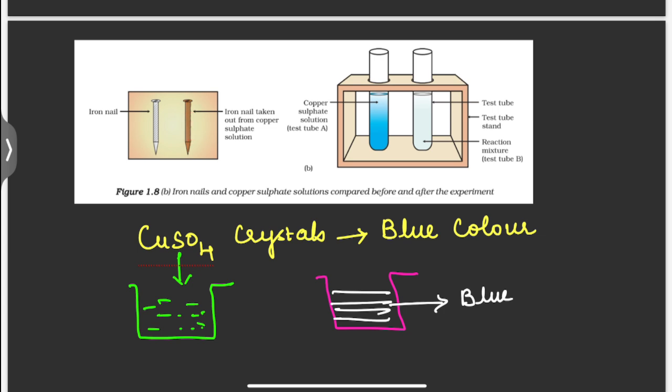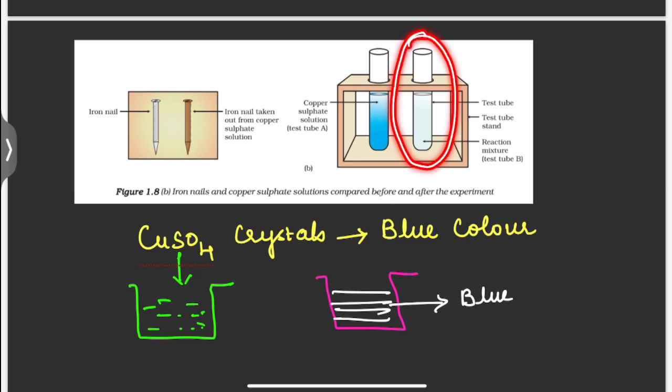The brown color which is deposited is nothing but copper. So the copper which is present in copper sulfate solution will get deposited on the iron nail. On the iron nail you can see copper getting deposited. That is why it will be brown in color. And this is the test tube after the reaction.